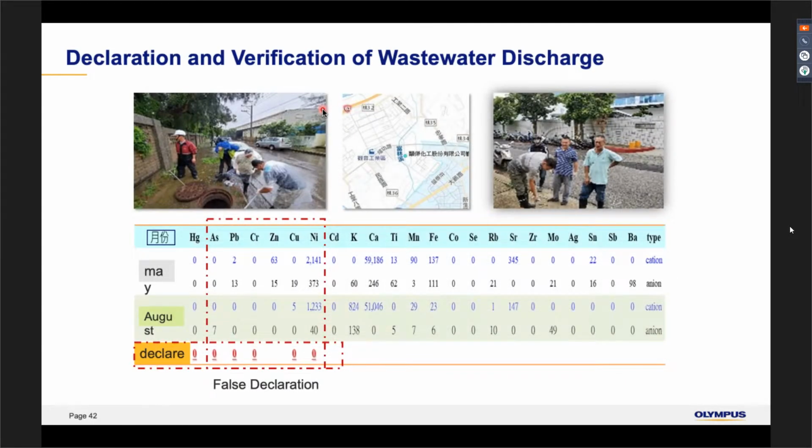And we can do verification. Here we find some false declarations by factories because we read a lot of arsenic, lead, zinc, copper, nickel, but the report is 0.